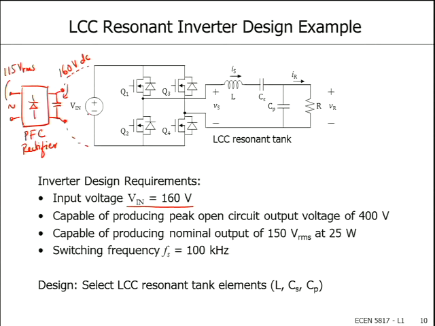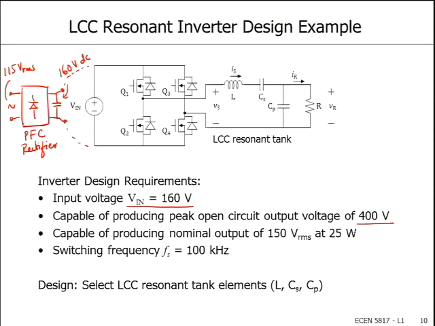Now, in order to strike the lamp, we need a large initial voltage, right? And for this, we're told that we need to get up to 400 volts of open circuit voltage to be able to strike the lamp, or at least for whatever application this is. Let's just say it's for a ballast. So to strike the lamp, we need 400 volts.